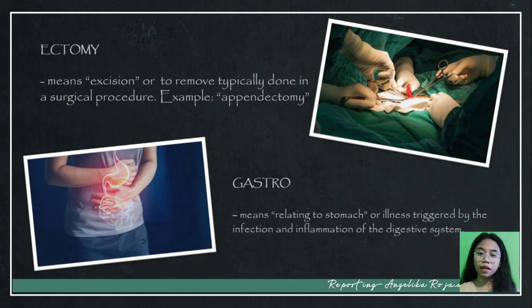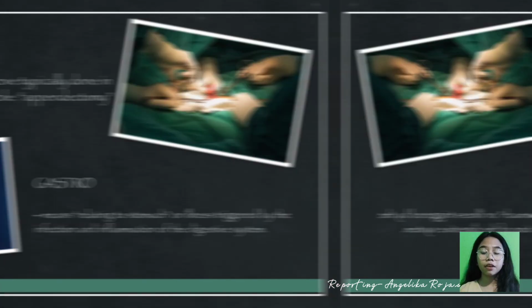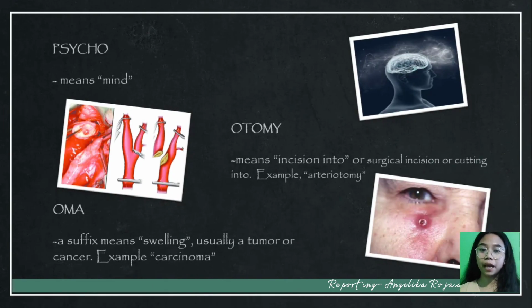Gastro. This term means anything related to our stomach or anything triggered by infection and inflammation in our digestive system. Psycho. This means mind or mental or psychological. It is also a prefix used for any term related to our mind.